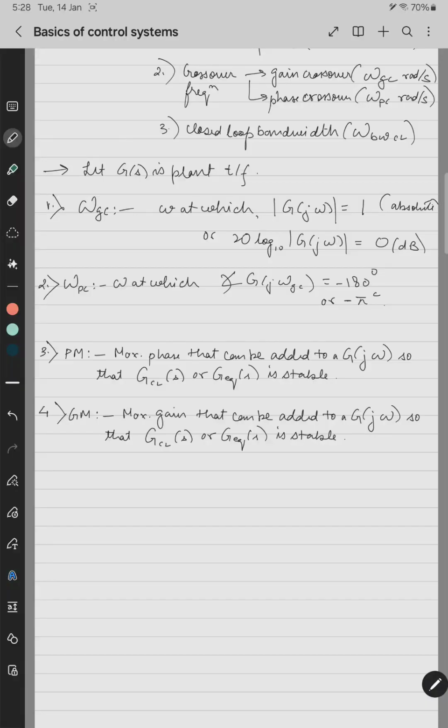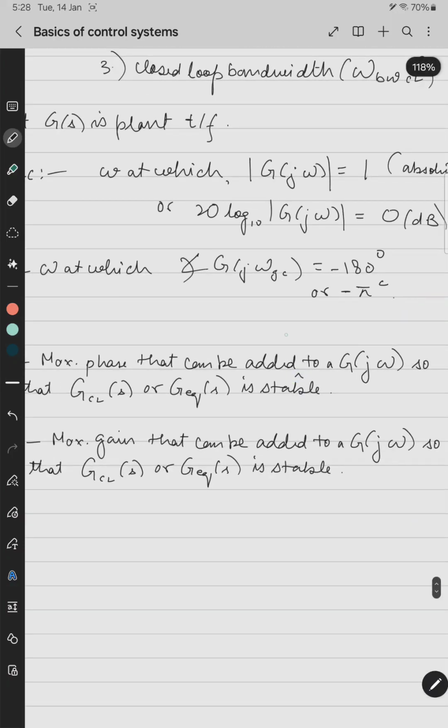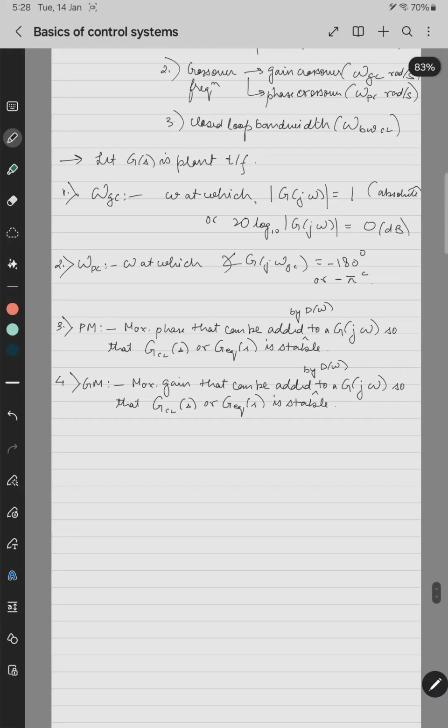So gain margin is the maximum gain that can be added to a plant so that its closed loop response becomes stable. So what is the thing that adds the gain or adds to the phase of a plant? I'll write it as a controller D of omega. That can be added by D of omega. And you know the open loop transfer function, OLTF, is D of s into G of s.